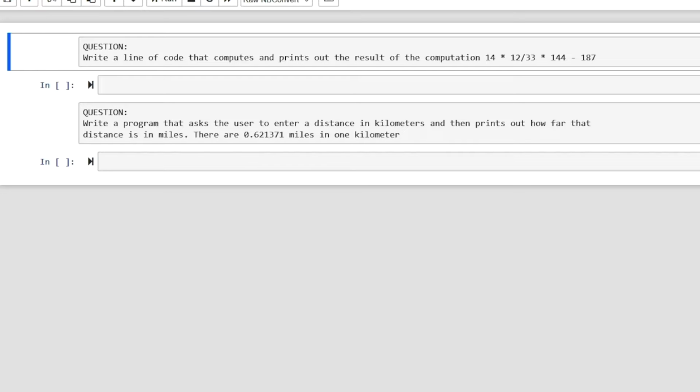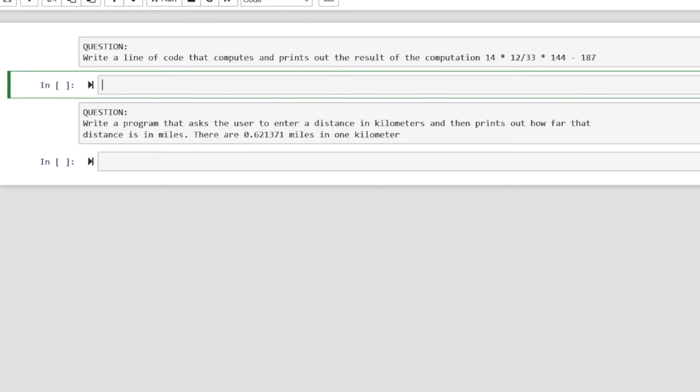So as you know that print is our first function that we use all the time. So we can do a basic math calculation in print. Okay, what we're gonna do is, in this question, we're gonna build our first equation. Let's do it right away. And what it says, 14 times 12 divided by 32 times 144 minus 187.